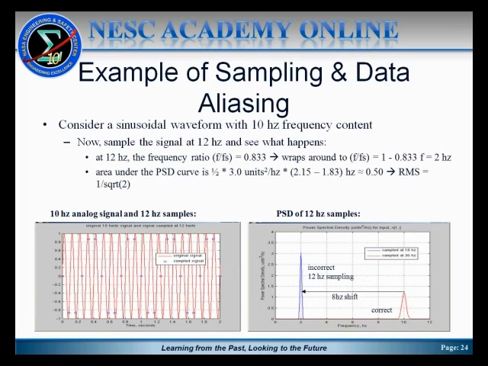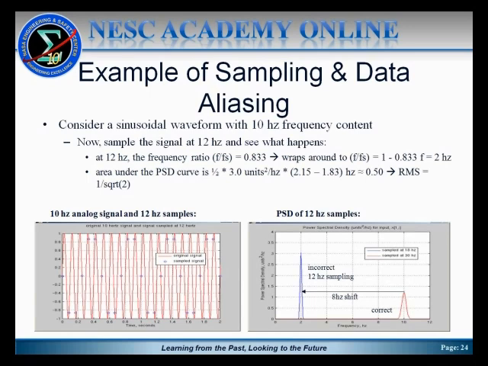The ramification of this is that if you sampled this signal at 12 hertz and you actually had a signal at 2 hertz, the content that's truly there at 2 hertz would be combined with the power of this signal that's really at 10 hertz, and you get an incorrect output in your results. You think you have more signal content at 2 hertz than you really have. That illustrates the importance of sampling at the proper frequency.